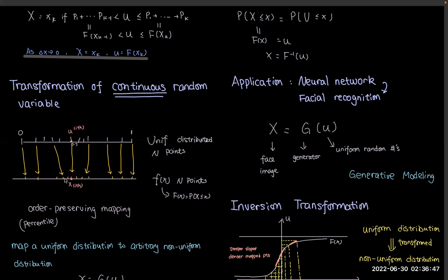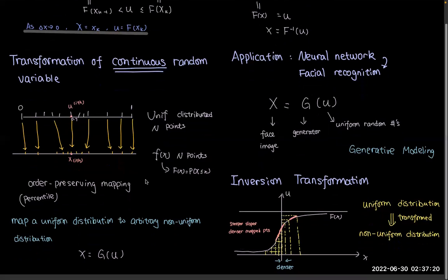The simplest mapping is that we try to preserve the order. So we map the first point here to the first point here, the second point here to the second point here, and so on, and the nth point here to the nth point here. So you preserve the order of the percentile. This may be the ith point, and you map this to the ith point here. This way, after this mapping, you are mapping the uniformly distributed points to these non-uniformly distributed points.